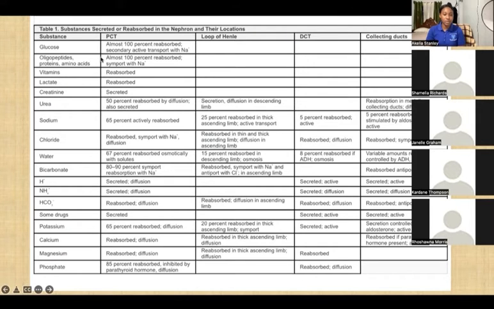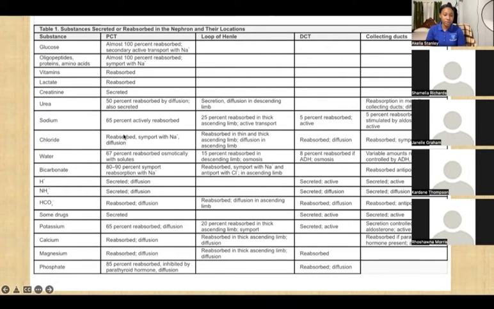Here is a table showing substances that are reabsorbed in the nephron and their locations. In the proximal convoluted tubule, almost 100% of glucose is reabsorbed by secondary active transport with sodium ion. Oligopeptides, proteins, and amino acids, almost 100% is reabsorbed, symport with sodium ion. Iron and vitamins are reabsorbed, lactate is reabsorbed, and urea 50% is reabsorbed by diffusion. Sodium 65% is actively reabsorbed.